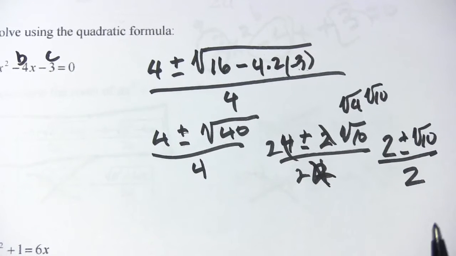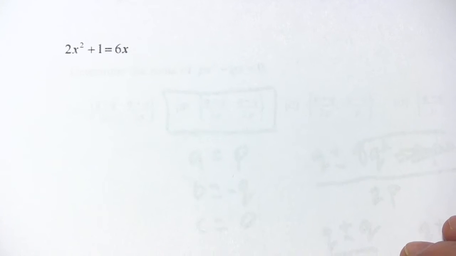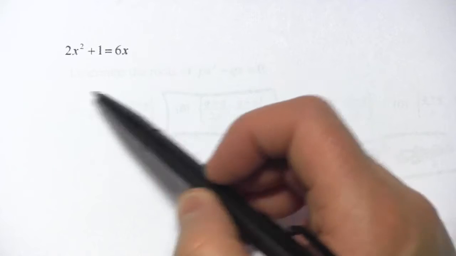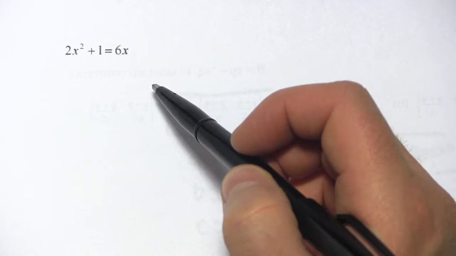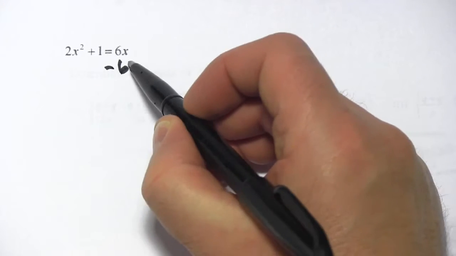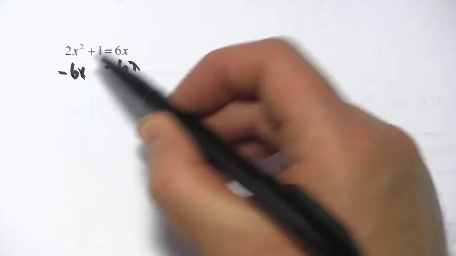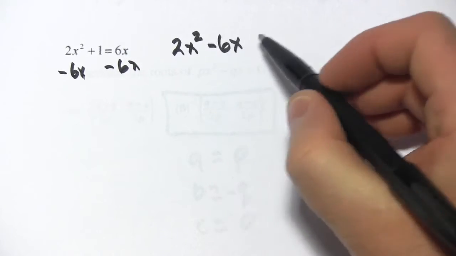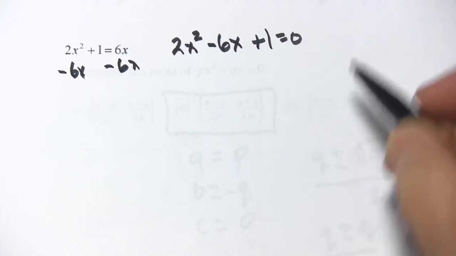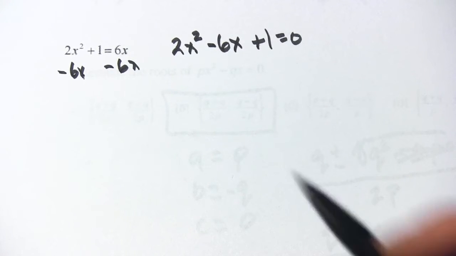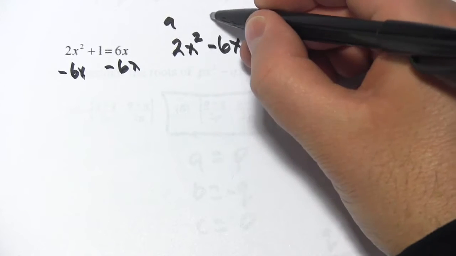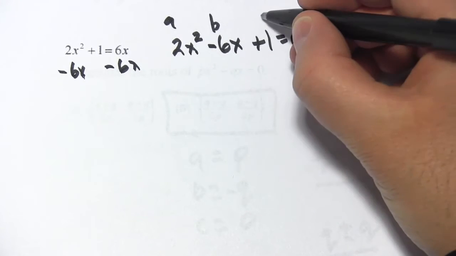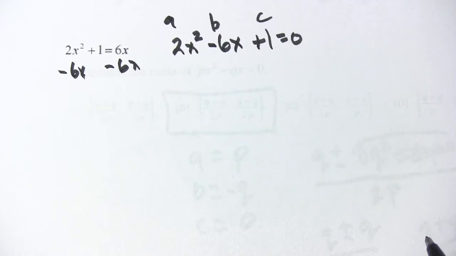All right, let's try one more. Now here we have to do a little bit of work before we get started because this is not set equal to 0. Easy enough to do that. Let's just subtract 6x from both sides. So we're going to get 2x squared minus 6x plus 1 equals 0. So I've got them written in the correct order. So our a is 2, our b is -6, and our c is 1.